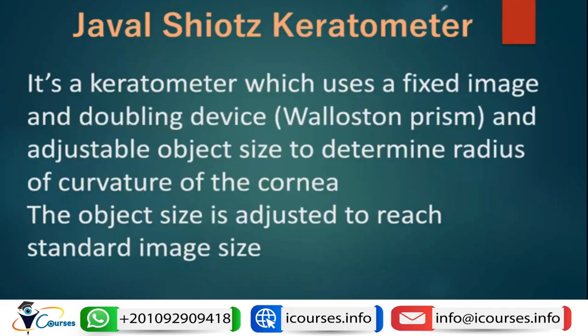In case of the Javal-Schiotz keratometer, it will be the reverse of the von Jung-Helmholtz. So it will use a fixed image size, and what we adjust here is the object. This device uses a fixed image and a doubling device, which is the Wollaston prism, and an adjustable object size to determine the radius of curvature of the cornea. The object size is adjusted to reach the standard image size.